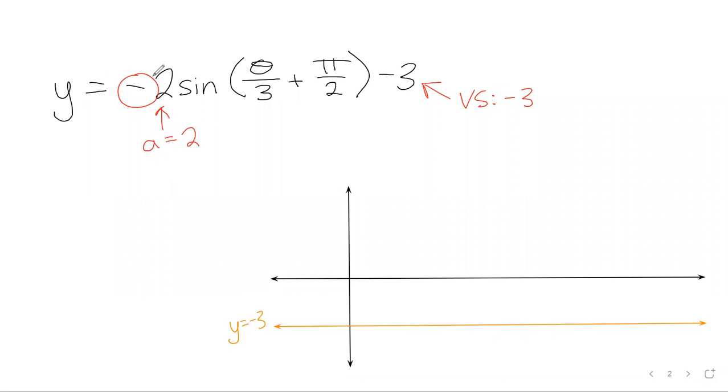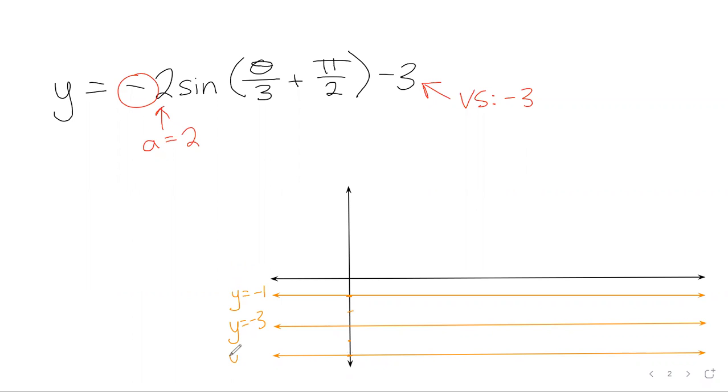And then from there, it's going to go up 2 and down 2. So it'll be like there and there. So I'll put in amplitude lines for those 2 things. And I'll label them here in a second. So we've got that, we've got that. Okay, so this is up 2, so there's going to be y equals -1. And this is down 2, so this will be y equals -5. So we've got our midline and amplitude all sorted out.